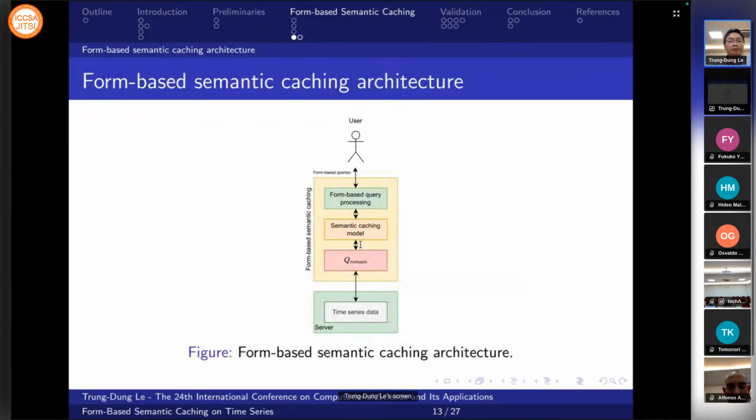Another slide shows the form-based semantic caching architecture. In this, you can see that the user can send a form-based query to the form-based query processing. After that, the query will be sent to the semantic caching model, and the remainder query will be sent to the distance server, and the distance server will send the answer of the remainder query.